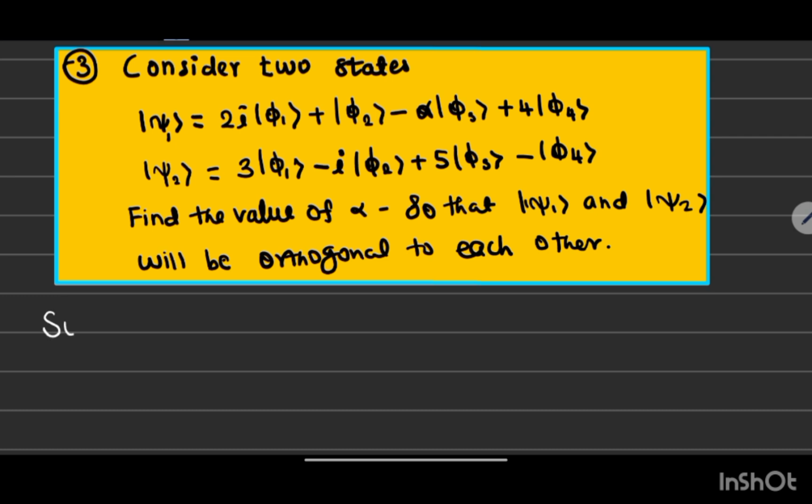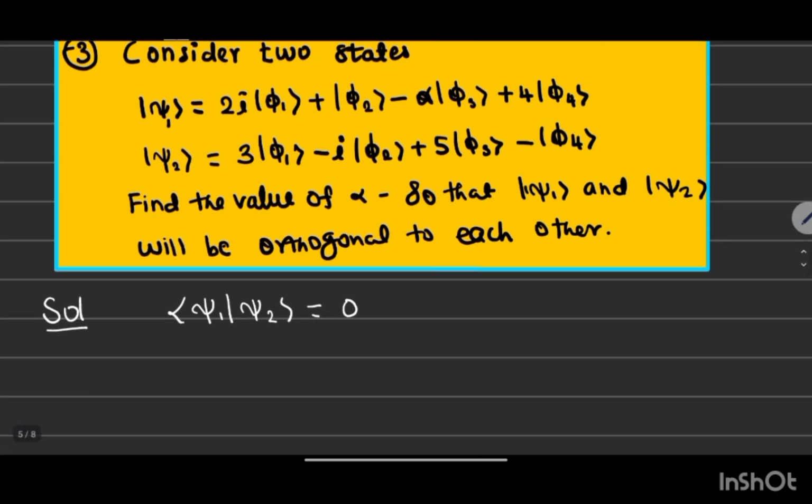Solution: we know if two state vectors are orthogonal to each other, their scalar product should yield 0. There is no projection of one vector onto the other vector. The scalar product of psi 1 and psi 2 will be 0. Using this orthogonality condition, we are going to find the value of alpha. Okay, what is bra psi 1?